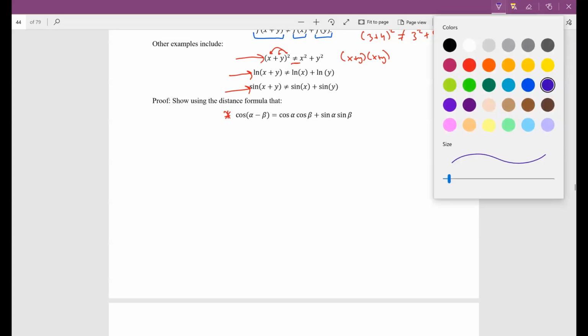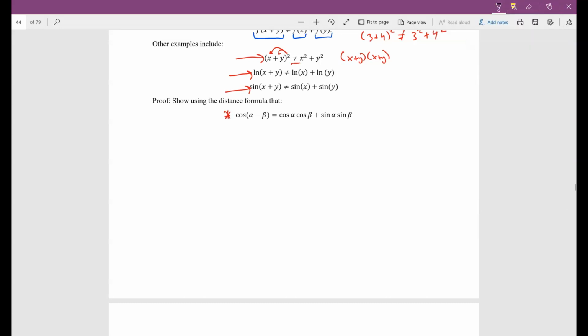We're going to start off by drawing a little circle. We're going to draw a circle right here. This is going to be our unit circle. So here's our unit circle.